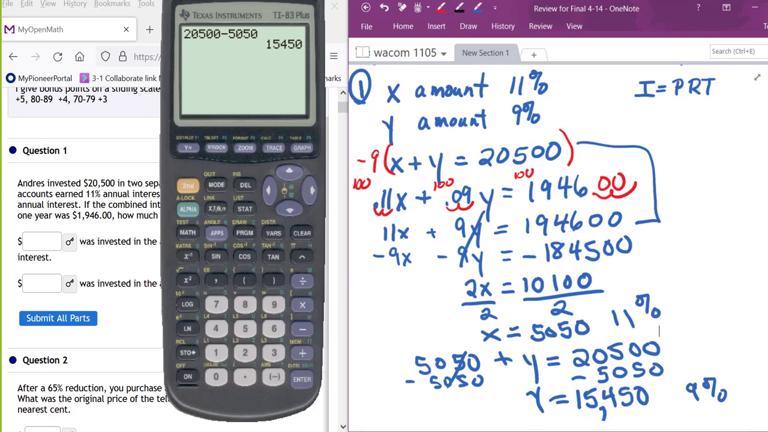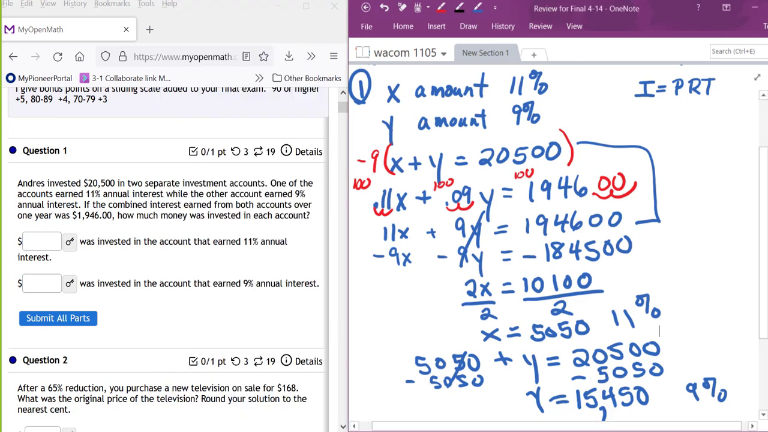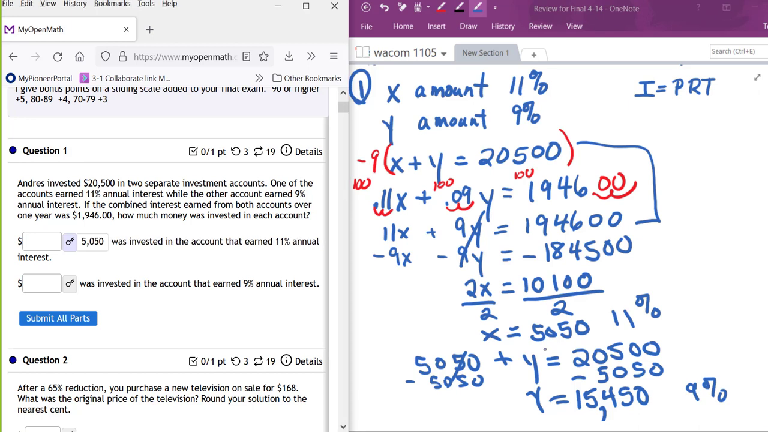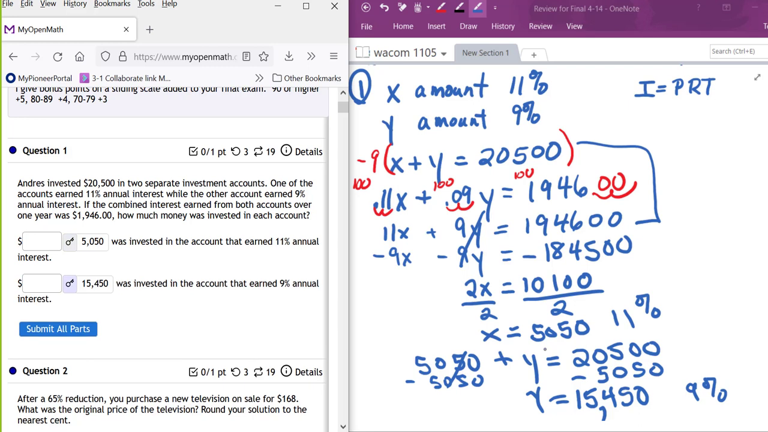Any questions there? All right, let's check it and make sure I'm right. So at the 11%, and that's why you want to be real careful when you name your variables. So this should be 5,050. Very good. And this one should be 15,450.